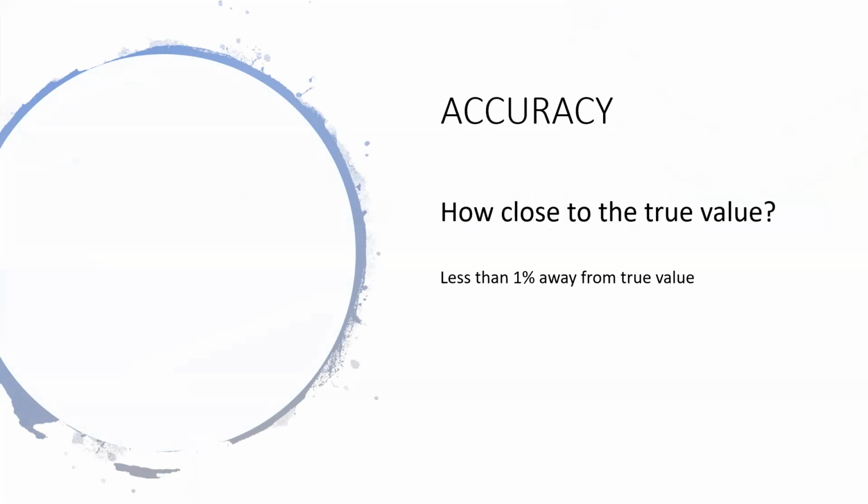So in this class, we have to be less than 1% away from the true value for it to be considered accurate. The way I like to remember this is if someone makes up some crazy statistic, like let's just say someone said 95% of people in Utah hate chocolate. My question would be, is that accurate? And what we're really asking is, how close to the truth is that statement?